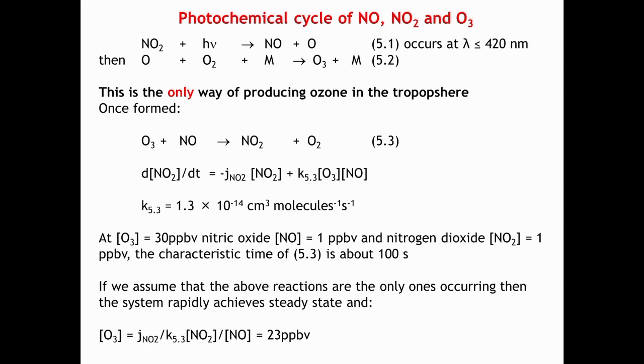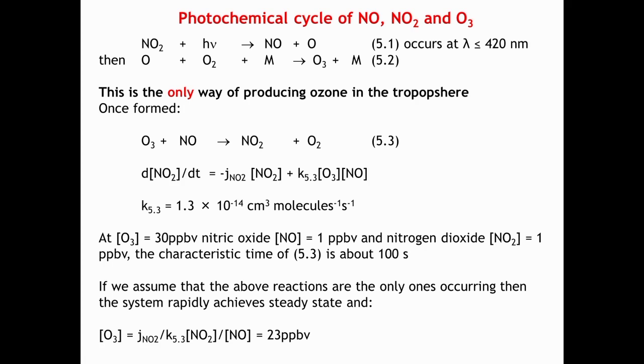So we already know about the NOx photostationary state. NO2 photolyzes to give you NO plus atomic oxygen at somewhere less than 420 nanometers. Do we have light at 420 nanometers in the troposphere? What colour is 420 nanometers? Yeah, it's kind of bluish.